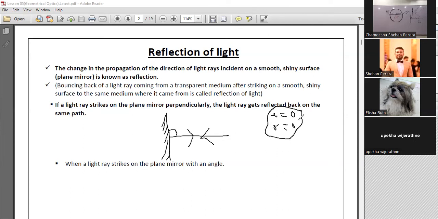Now only you came to know the reason why the reflected ray gets reflected back along the same way if the incident ray strikes on the plane mirror perpendicularly. Okay, so now you know the reason. A light ray would get reflected back along the same path if it strikes on the plane mirror perpendicularly. Done with that, shall we move on? Lama, shall we move on?